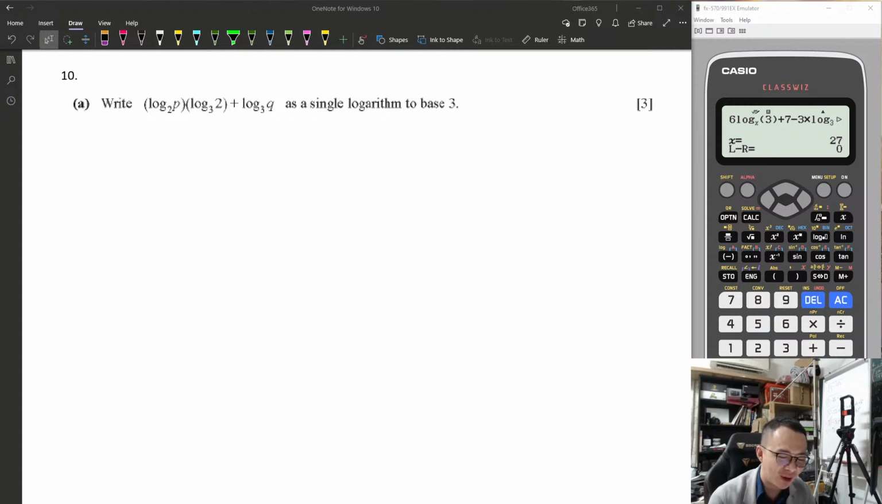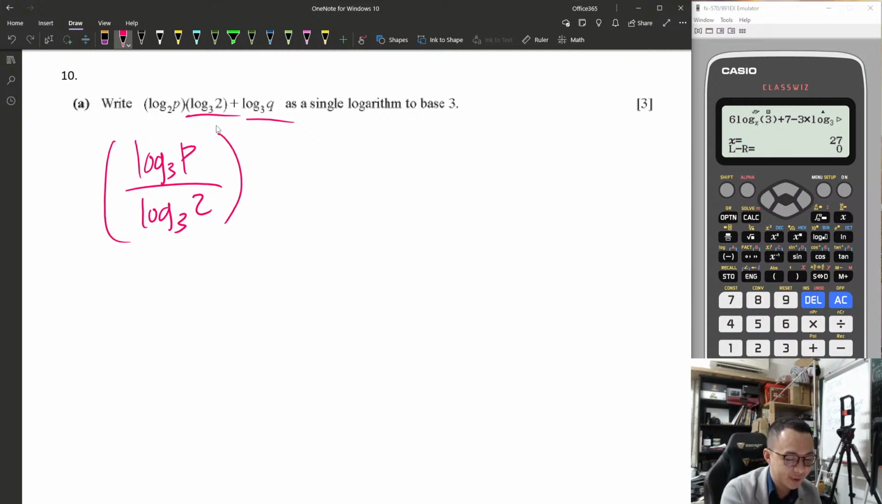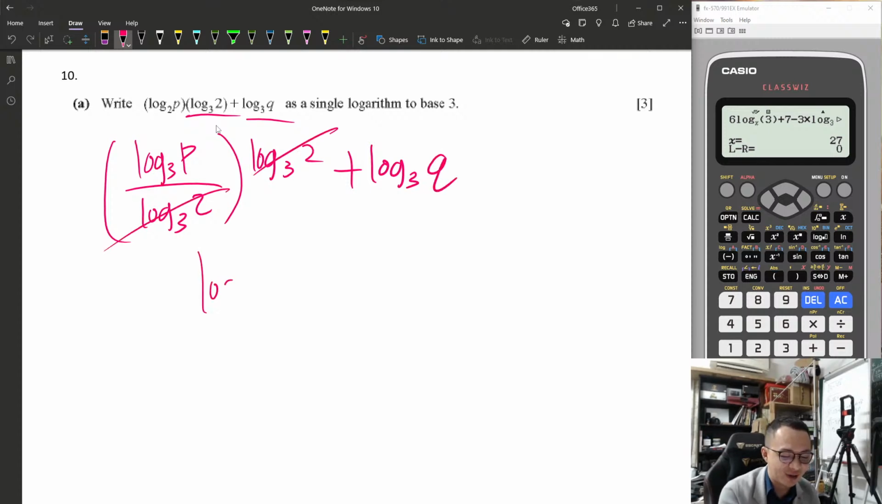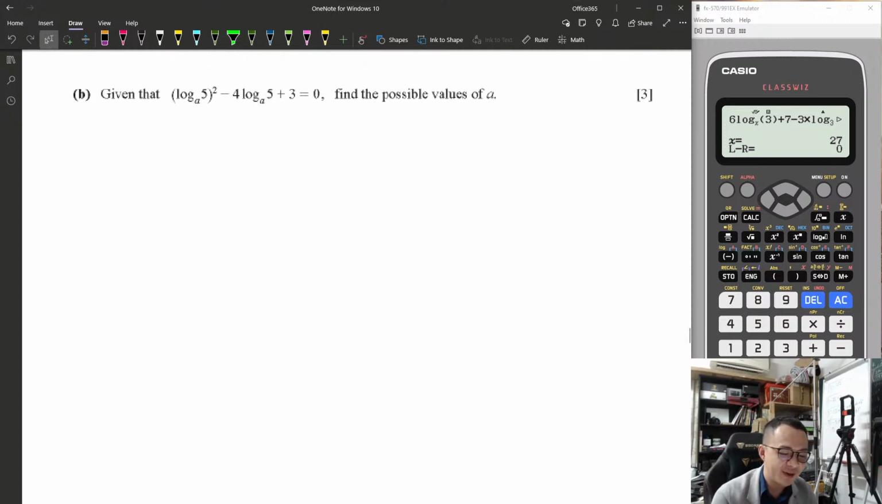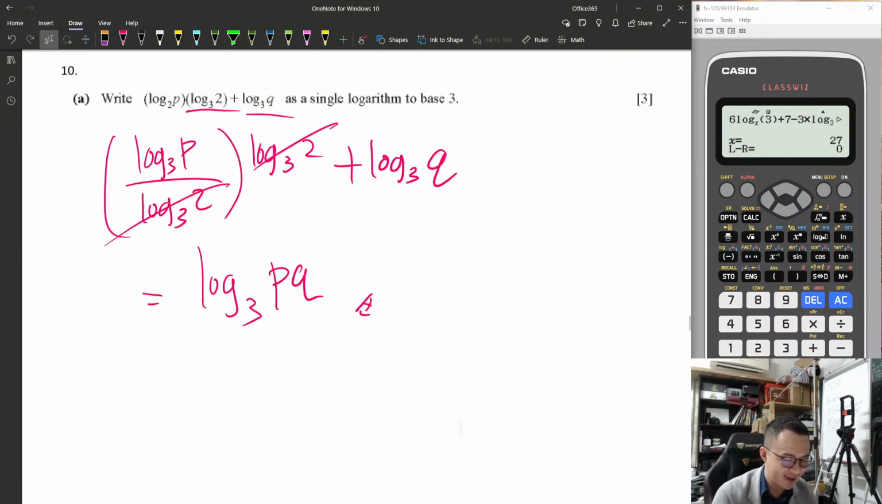Change this one to the log base 3. Alright. Base 3, only this number is not so friendly, it's not base 3. So I need to change to base 3 myself. I'm doing the change base rule here. Then I realize they are the same thing. I cancel out, I factorize out the log 3. Plus means multiply. Done. Easy 3 marks. If you know the rule, it should be super easy. Given, find the value of a, it's a simple thing.